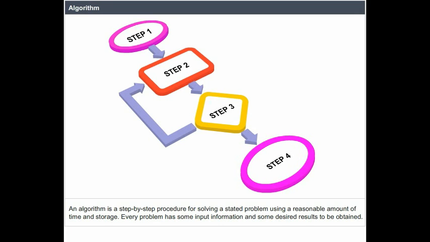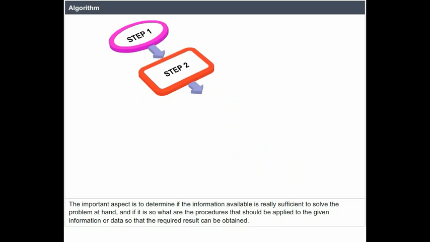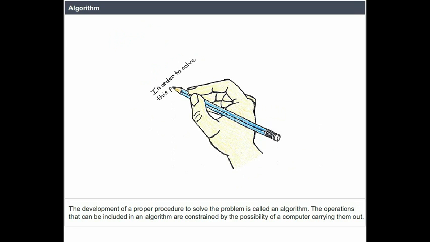An algorithm is a step-by-step procedure for solving a stated problem using a reasonable amount of time and storage. Every problem has some input information and some desired results to be obtained. The important aspect is to determine if the information available is really sufficient to solve the problem at hand, and if so, what procedures should be applied to the given information or data so that the required result can be obtained. The development of a proper procedure to solve the problem is called an algorithm.